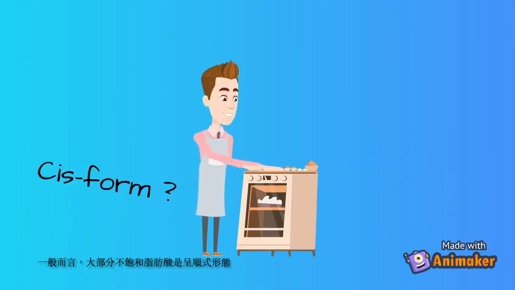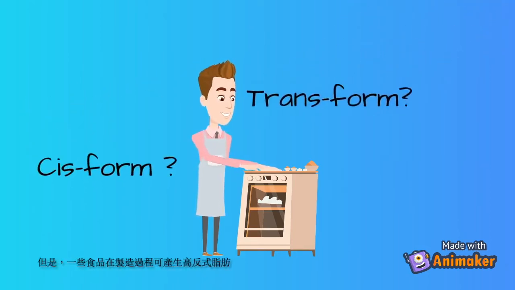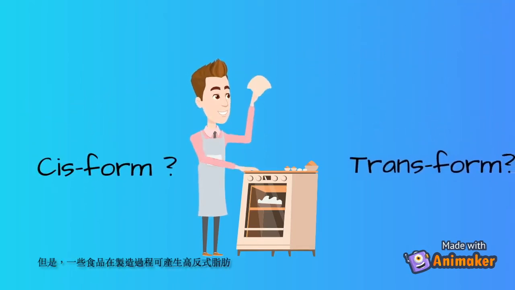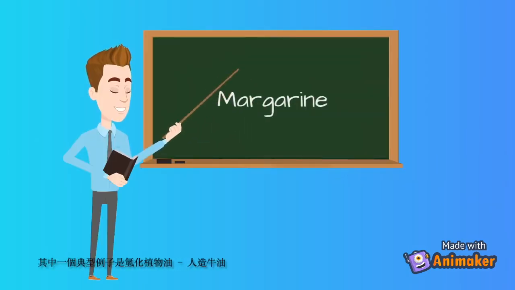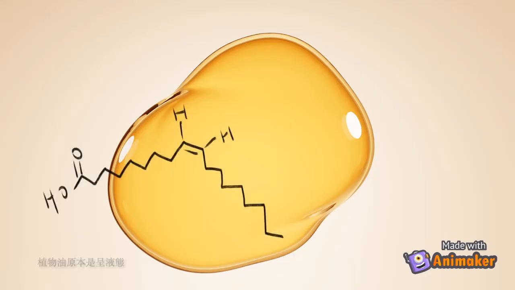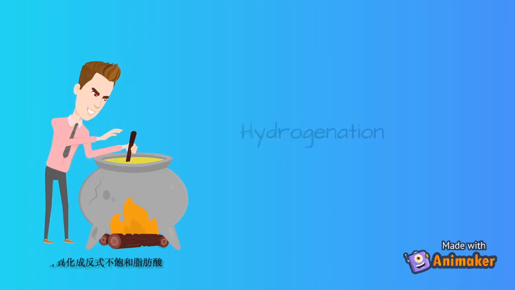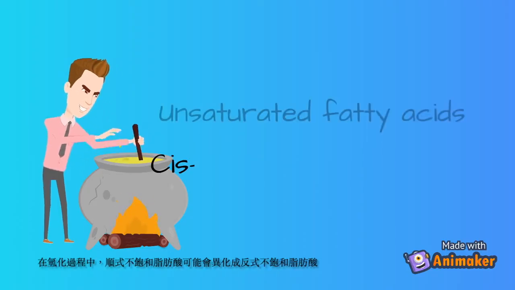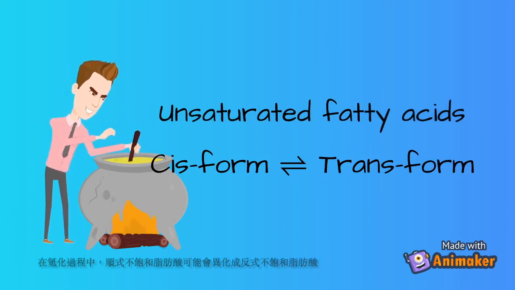Naturally, most unsaturated fatty acids exist in cis form. However, some foods may be high in trans fatty acids due to their cooking process. One of the typical examples is hydrogenated vegetable oil, margarine. Originally, vegetable oil is in liquid form. It undergoes hydrogenation by adding 2 hydrogens to the double bond to form a saturated fatty acid. The liquid oil will then become solid butter. During hydrogenation, the cis form unsaturated fatty acids in the oil may isomerize into trans form unsaturated fatty acids.